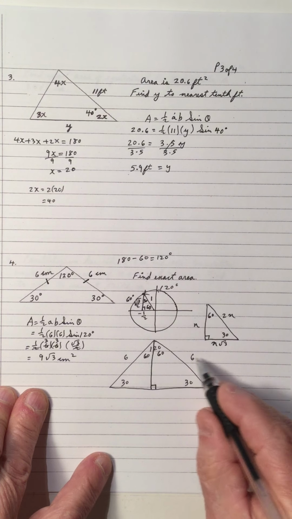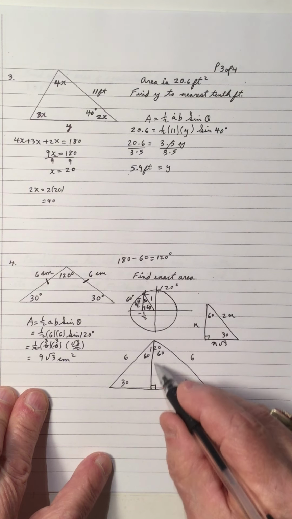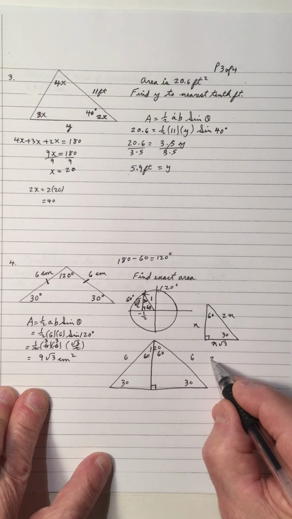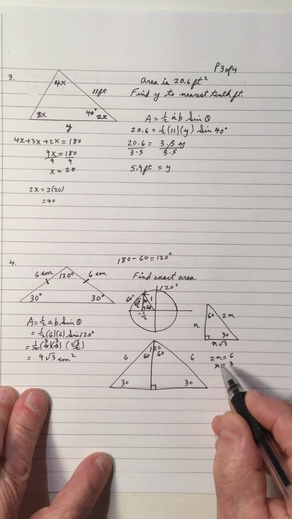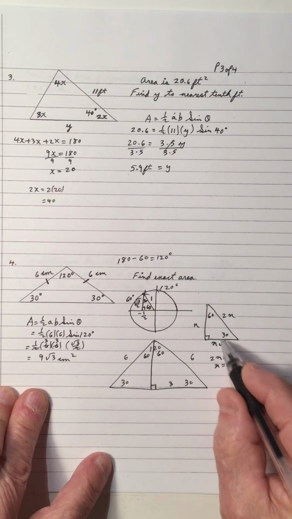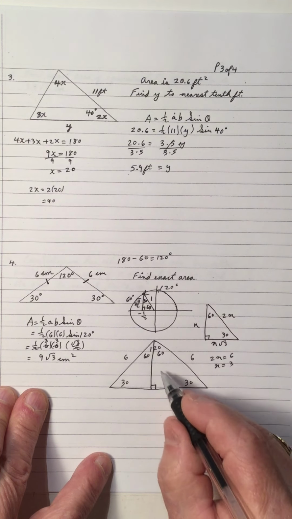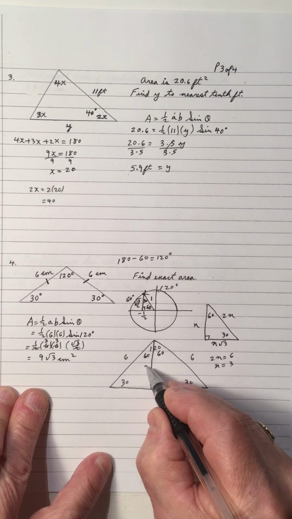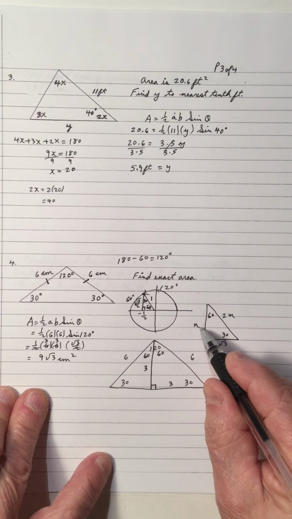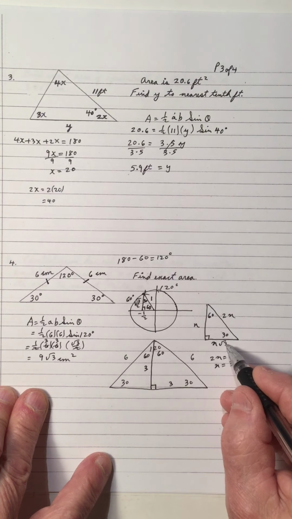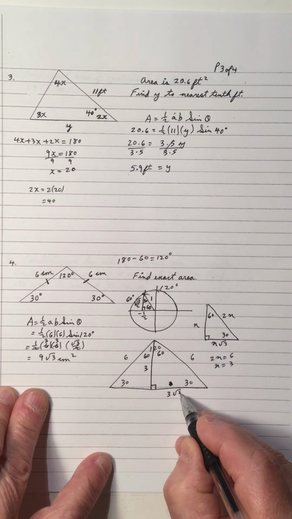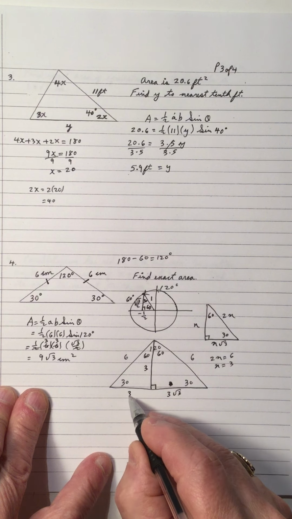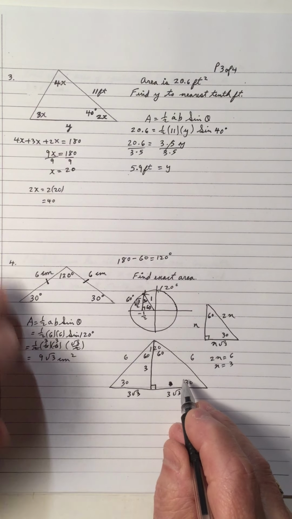So if this is a 6, that means the triangle here is drawn the same as this one. So 2n is equal to 6. n is equal to 3. Oh, n is right here. This is a 3, sorry. n is right here. So that's a 3. This is n root 3. So this side is 3 root 3. These triangles are congruent, so this is a 3 root 3.